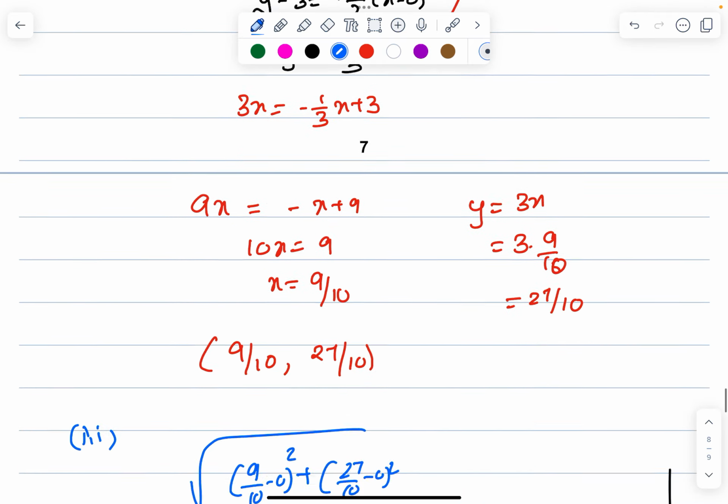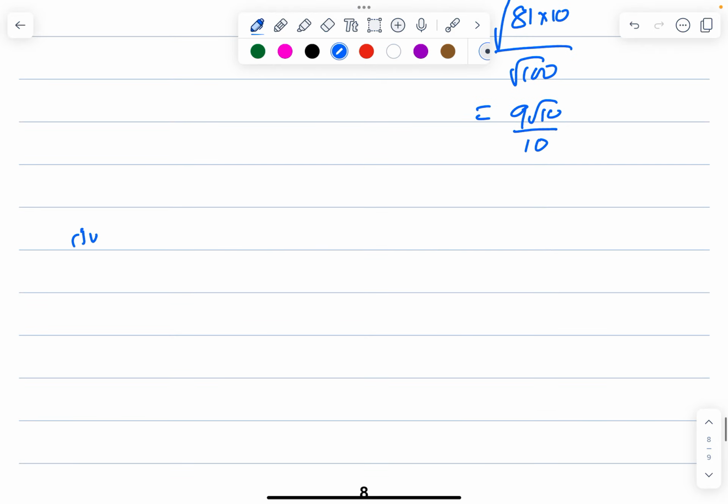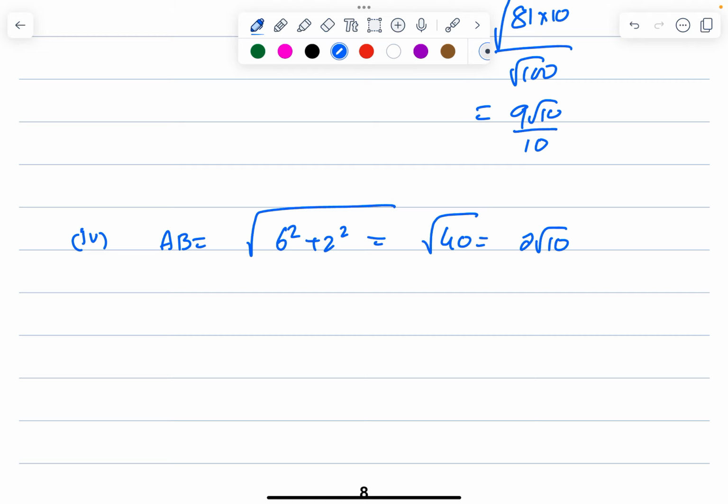Find the length of AB. Express your answer in this form. So AB is going to be the square root of 6 squared plus 2 squared, which is the square root of 40, which is 2 root 10.